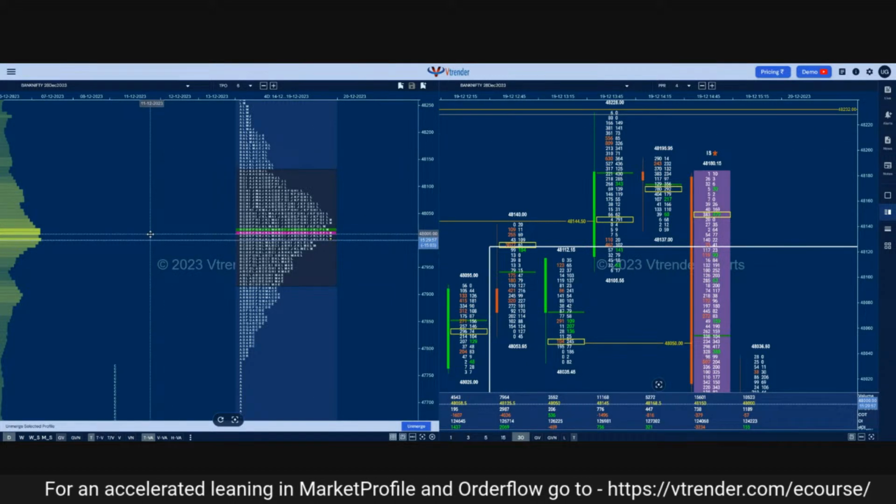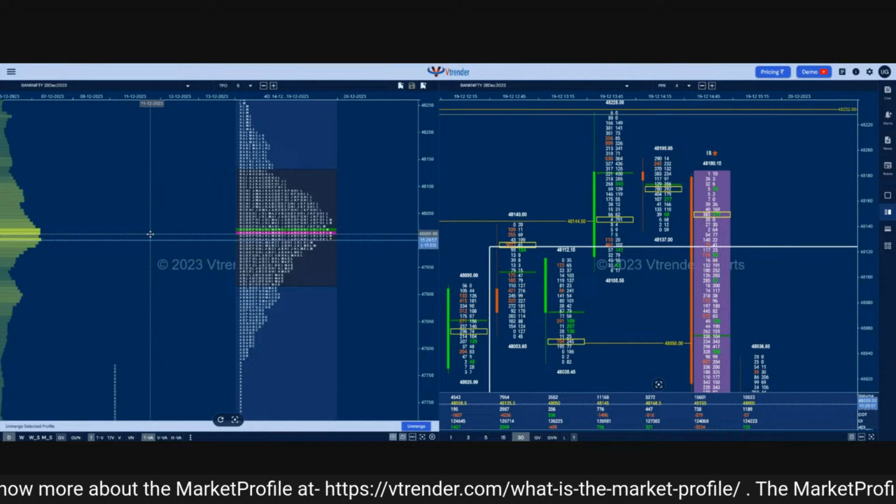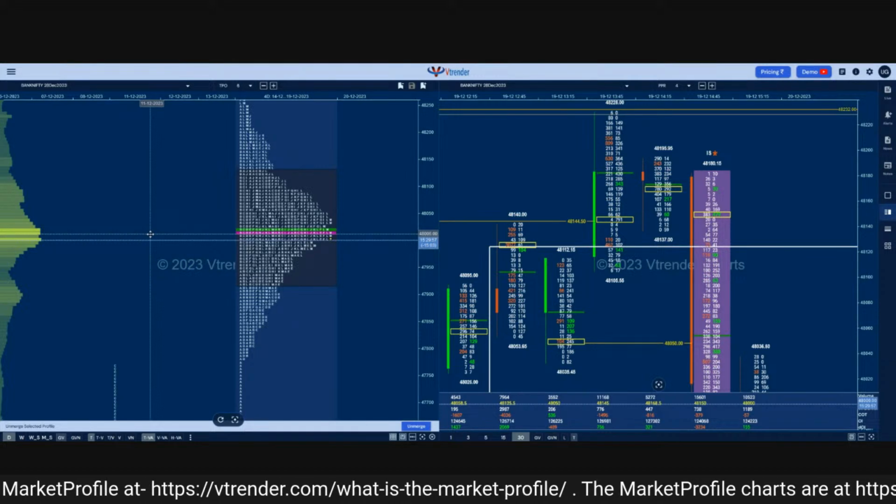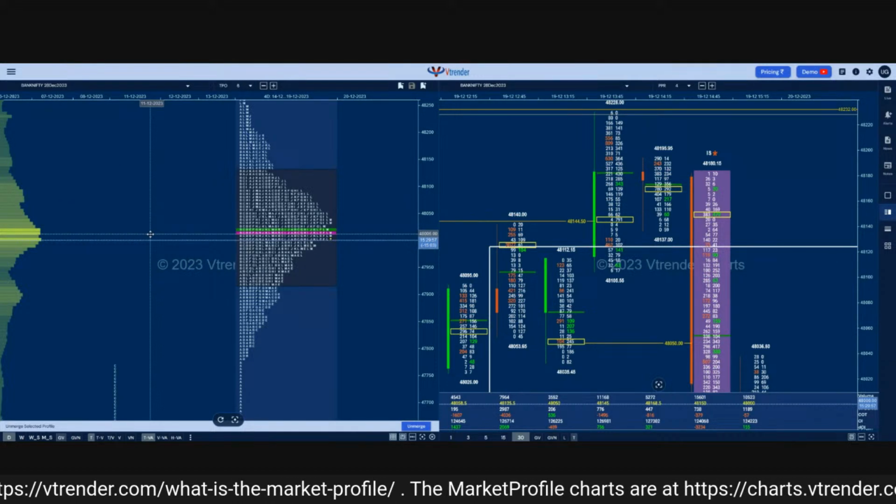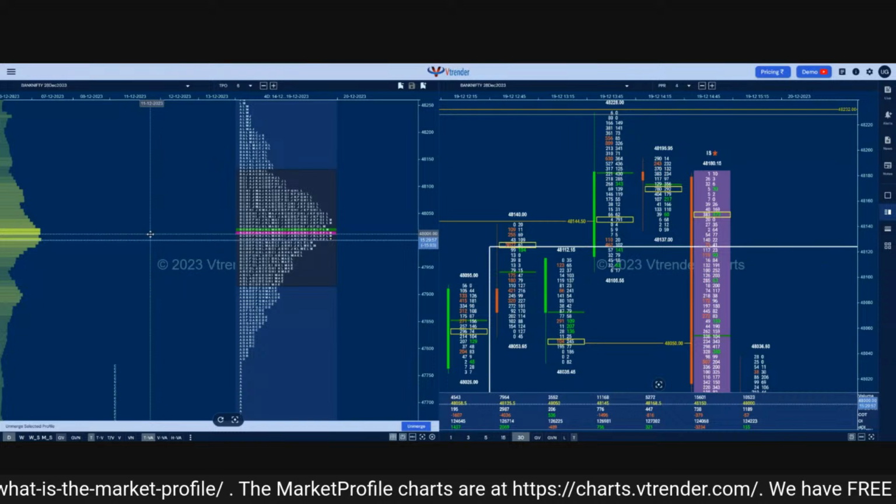Yes, order flow size is the same. We keep it at 2 for 3 minutes for Bank Nifty, 1 for Nifty futures. And for 30 minutes, we have it as 2 for Nifty futures and 4 for Bank Nifty futures.